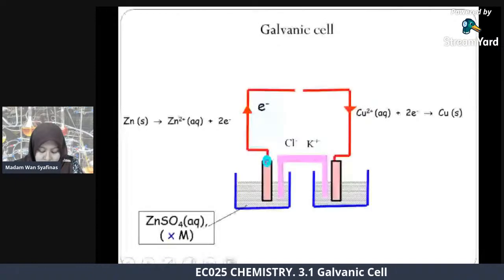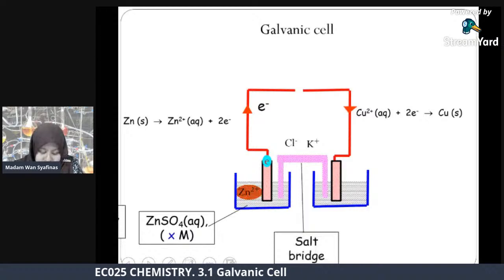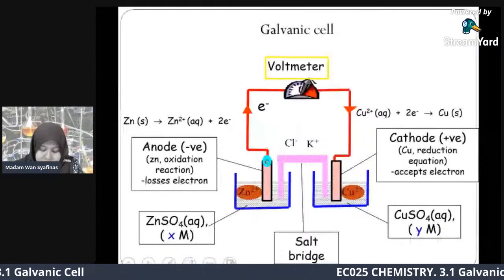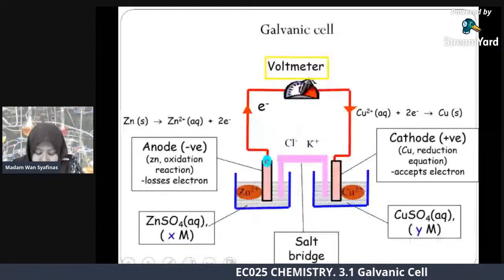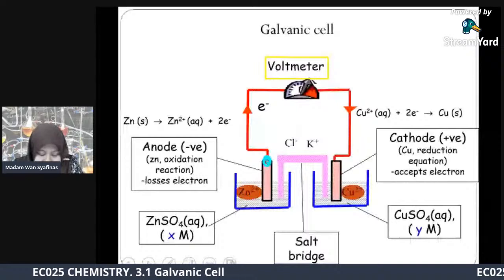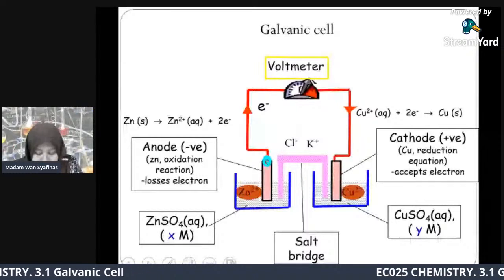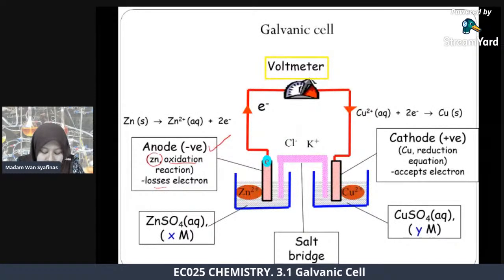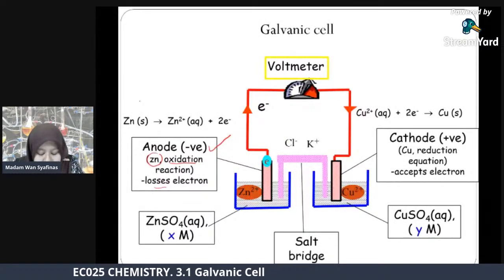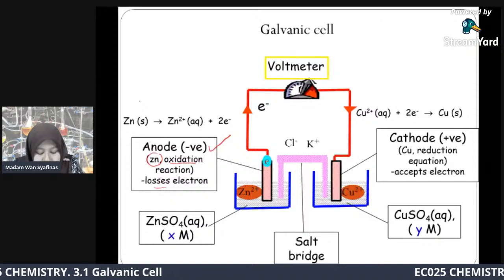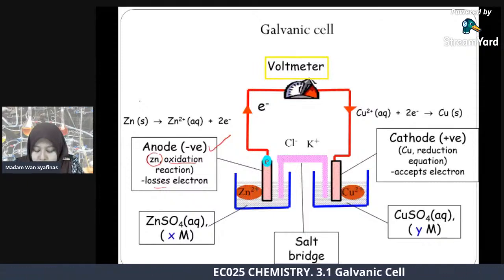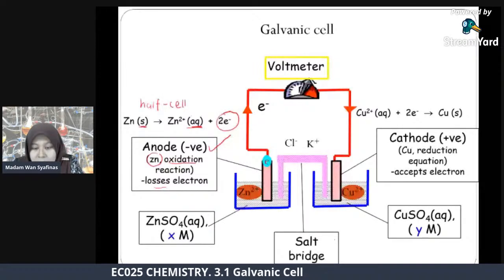From this, we can summarize the operation of the galvanic cell. Zinc acts as the anode, the negative electrode. Zinc undergoes oxidation, so it loses electrons. This is the half cell for oxidation: zinc solid produces zinc 2+ aqueous ion plus 2 electrons. The electrons go through the wire, then enter the copper electrode.